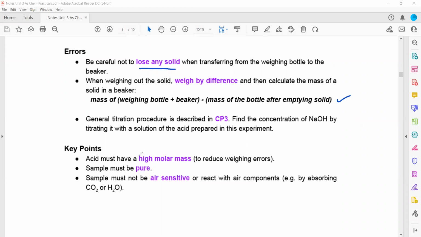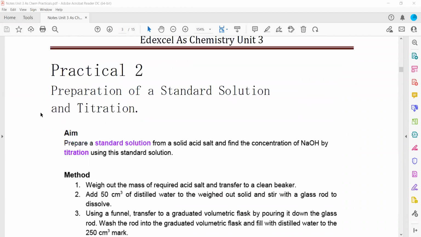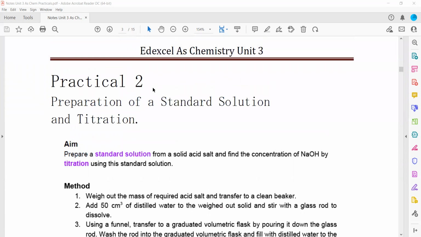What are the key points? The acid must have a high molar mass, because that will reduce the percentage error. The sample must be pure, and it must not be air sensitive, because it might react with air or absorb water or carbon dioxide from the atmosphere. These are the key points to keep in mind when preparing a standard solution for titration. Practical 3 is how we use this solution for titration, but practical 2 is how to make a standard solution.